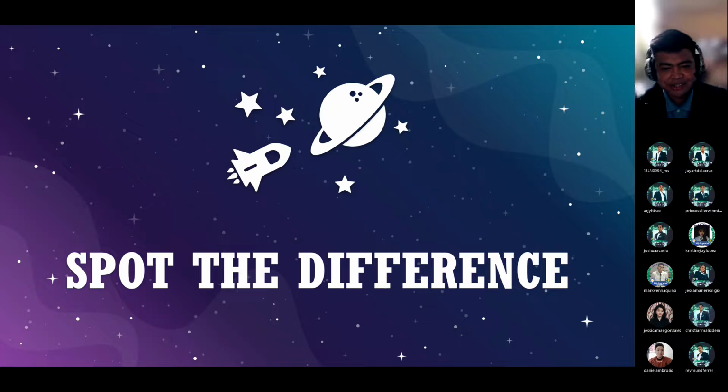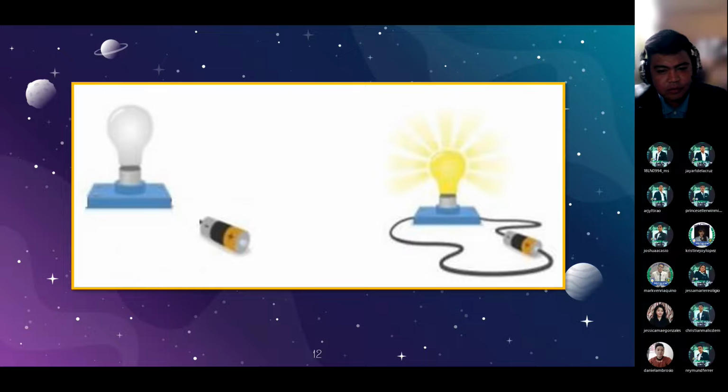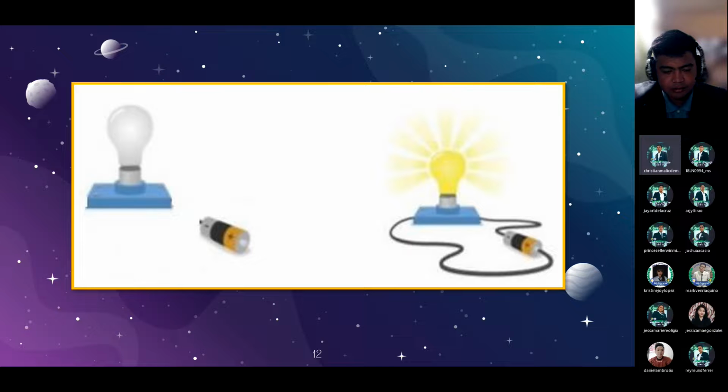So let's have another activity entitled Spot the Difference. So observe what is on the picture. What have you noticed in the picture? Do you think a bulb will light or electricity will be distributed from one place to another without electrical materials and supplies? So, how significant are those electrical materials and supplies? Let's have Christian. What is your idea? Sir, for me, without the wire, the bulb will not energize, sir.